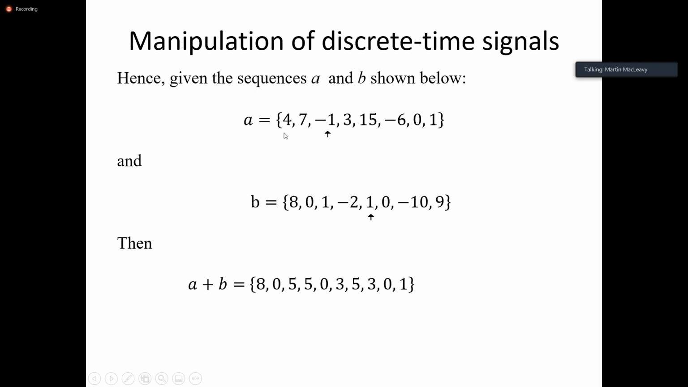What does that mean? Whatever is outside of the bracket means 0, right? There's a 0 there. So in this case here, we're adding 8 to 0 and getting 0. We're adding 0 to 0 and getting 0. However, we're adding 1 to 4 and getting 5. Minus 2 to 7 is 5, and so on. 1 to minus 1 will give us 0.